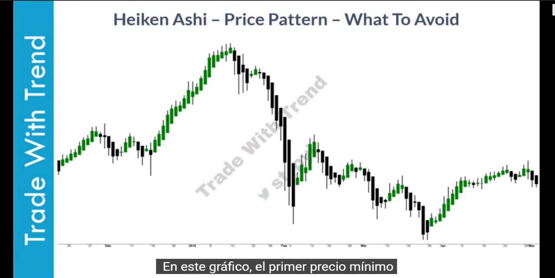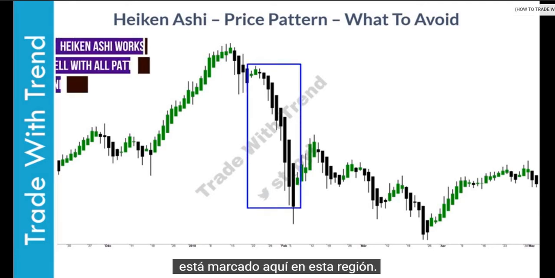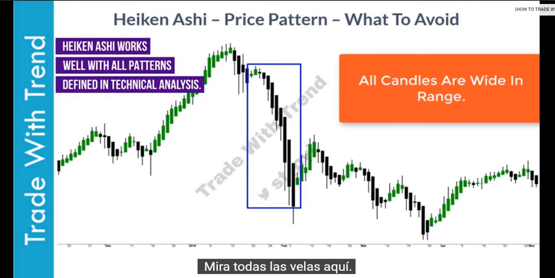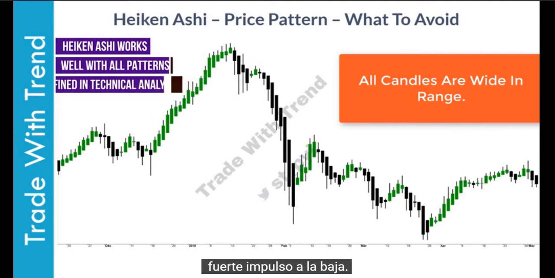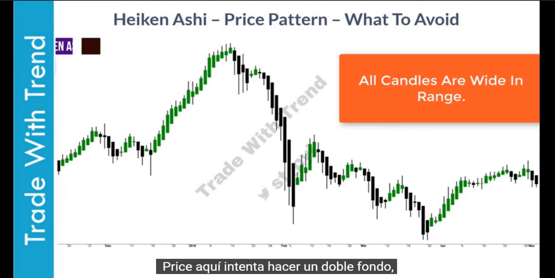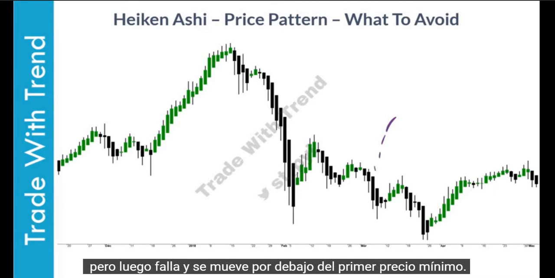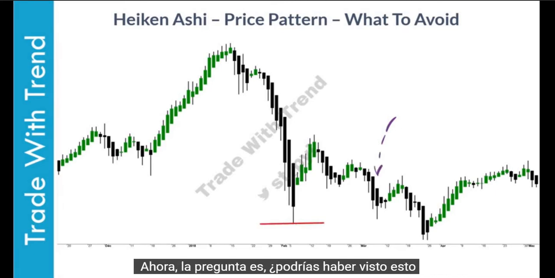In this chart, the first price bottom is marked here in this region. Look at all the candles here. All are wide in range as each represents strong momentum on the downside. Price here makes an attempt to make a double bottom but then fails and moves lower than the first price bottom. Now the question is, could you have spotted this in real time in the first place?